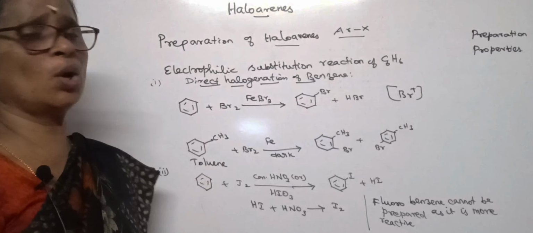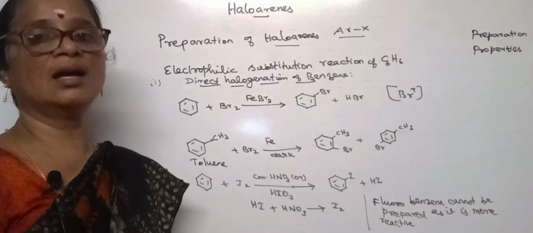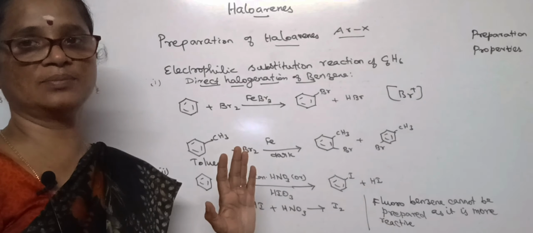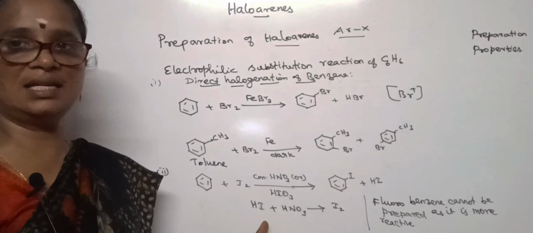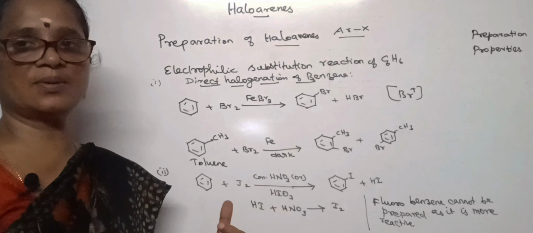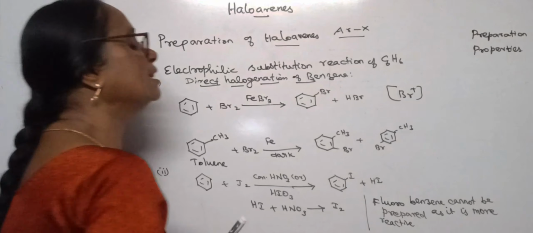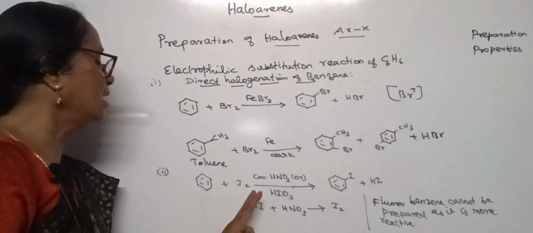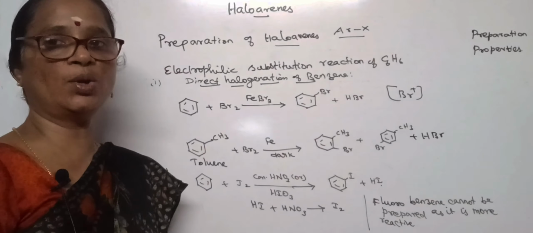So we can prepare chloro and bromo compounds by direct halogenation of benzene. But iodo compound cannot be prepared by direct halogenation. If at all we prepare it, the reaction requires strong oxidizing agents like concentrated nitric acid or iodic acid. Why is this required? During the halogenation reaction, the byproduct formed is HBr. Similarly, when iodine is added to the benzene ring, we get the byproduct hydriodic acid.